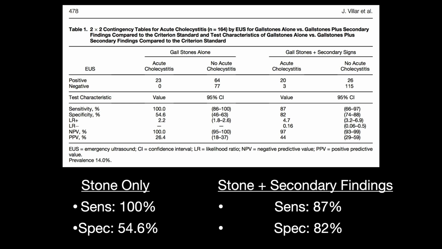Now, if you have stones plus secondary findings, again, our test characteristics are starting to revert back to the mean of what radiology and what other studies in the ED will report for sensitivity and specificity. And so I think this is really helpful, right? We have to understand this, though, in context. We have to nuance this paper just a little bit. I think it'd be very inappropriate to say all patients with zero stones don't have cholecystitis, right? Because there is this entity called acalculous cholecystitis, which by definition is cholecystitis without calculus, without stones, right?